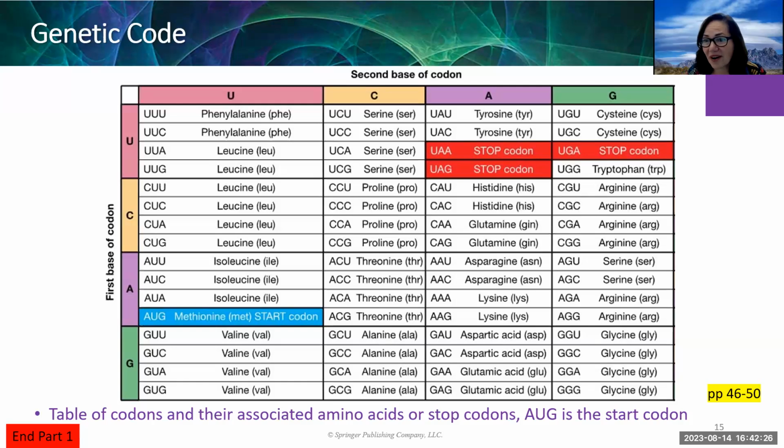Wait, there's more. This is how viruses get us to make their proteins for them. We all use the same table. We all use the same translation system. And so this is how a virus can inject its DNA or can inject its RNA into us. And then we go ahead and make the proteins for the virus.